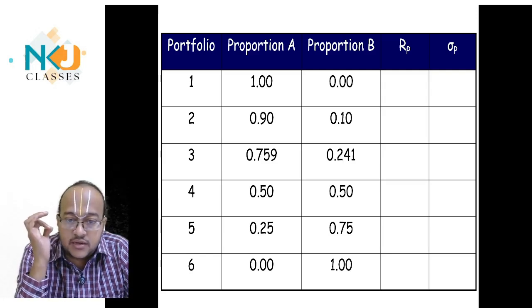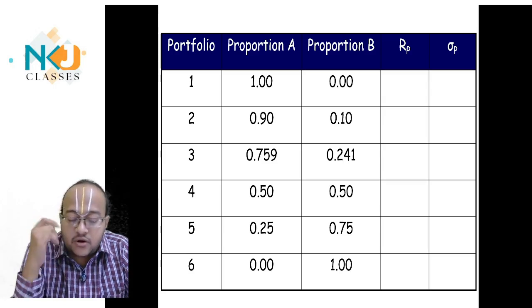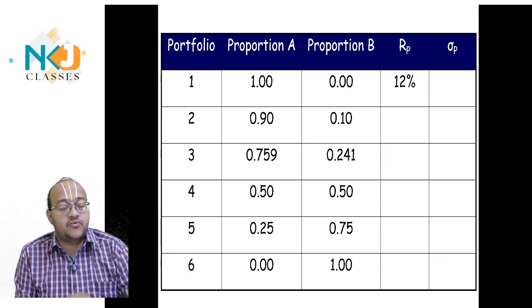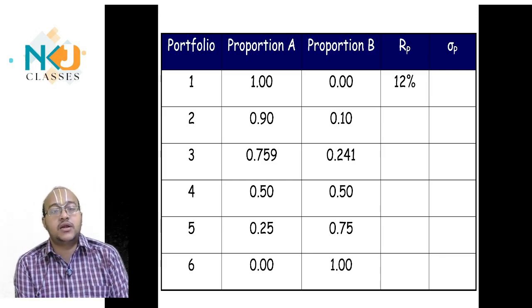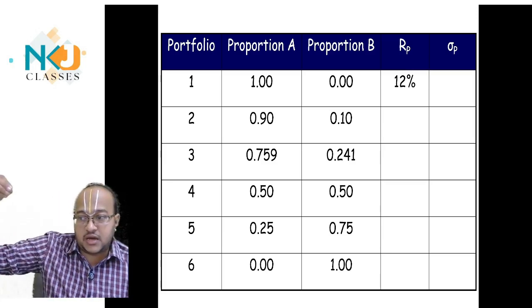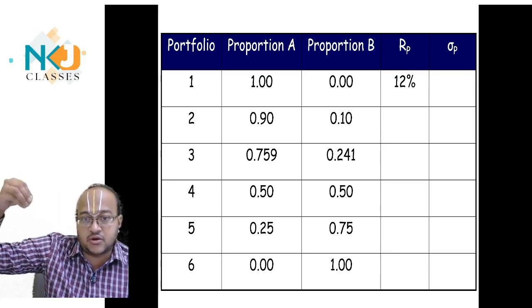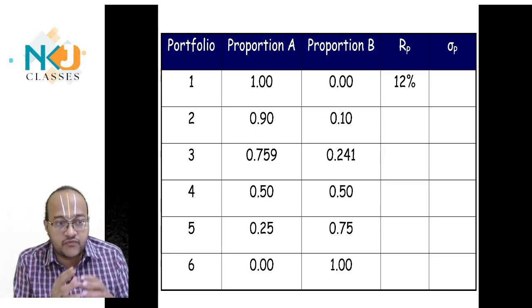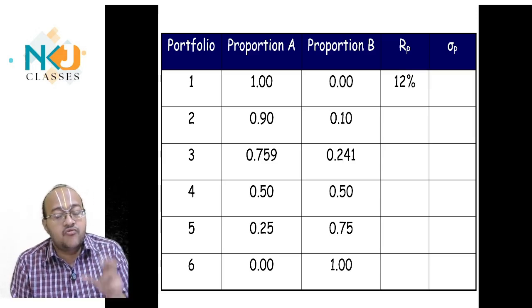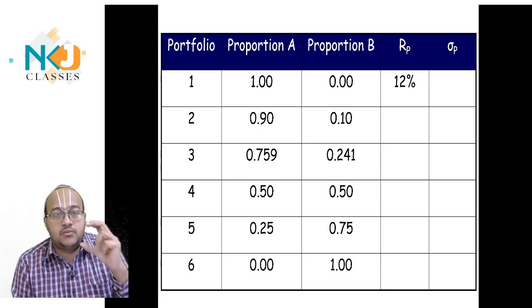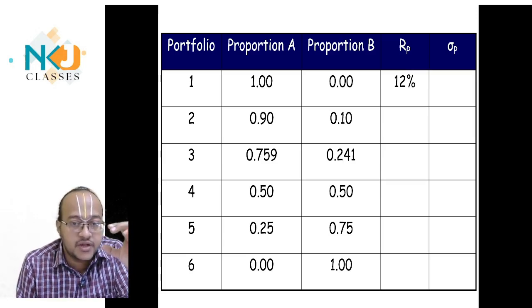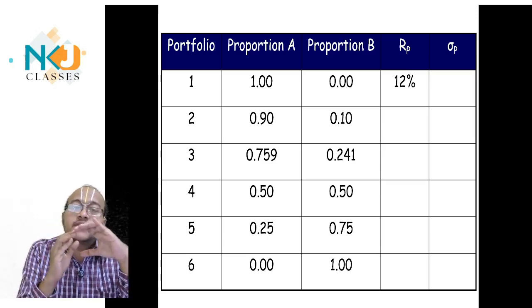Are you all understanding the number? Where did I get 12 from? See how I got 12%. If I construct a portfolio having only security A, proportion is 1, 100%, correct? I have not injected anything of security B. Now what are we trying to do with this question? Very simple. We have assumed security A alone. In the first portfolio, what do we have? Only security A, which is a low risk, low return security.